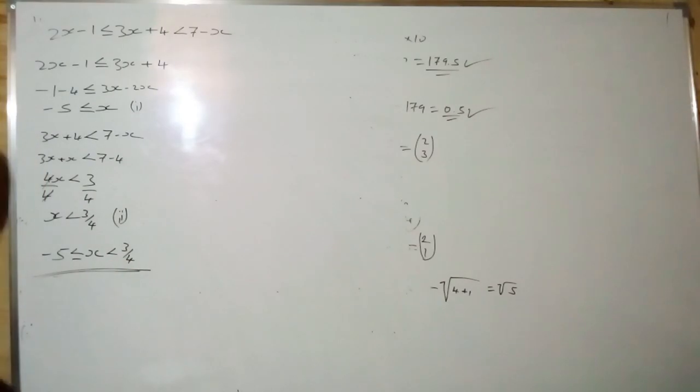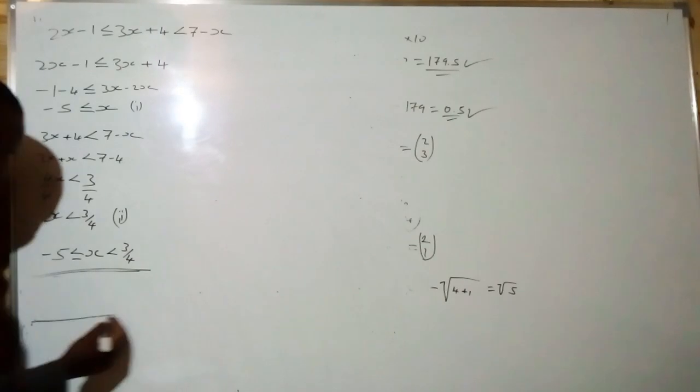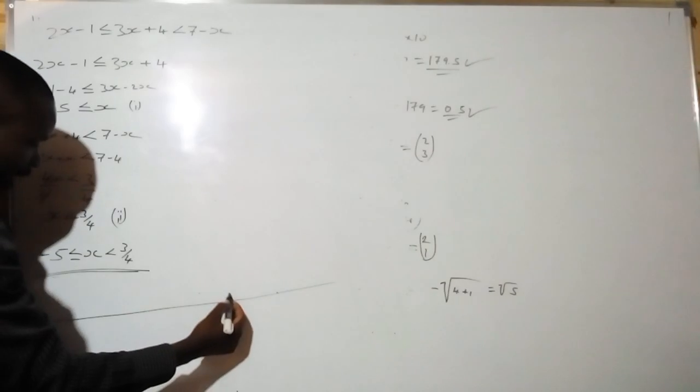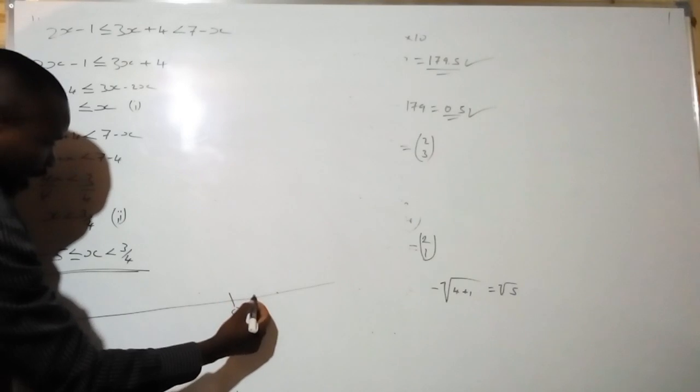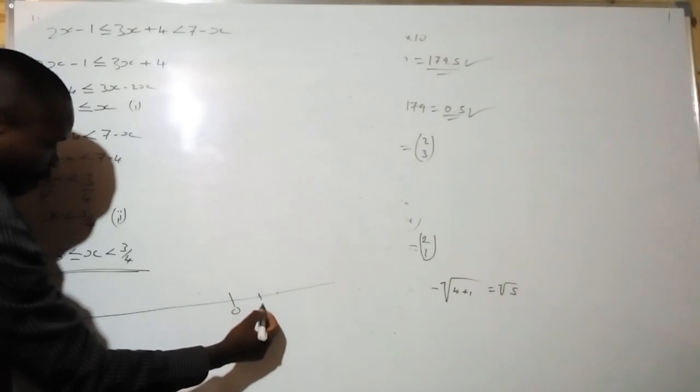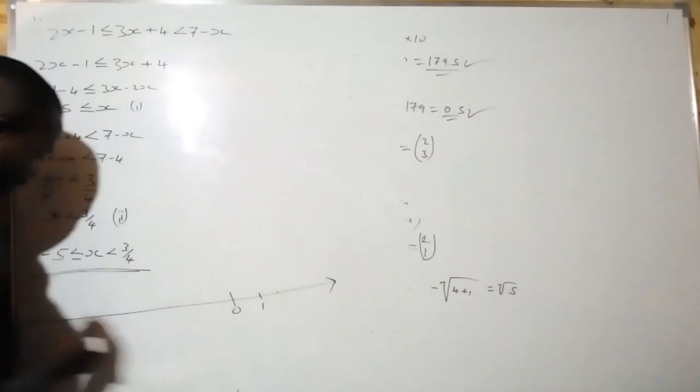You can be told to draw on a straight line. Put it on a straight line. You can have 0. We can have 1 there. Then negative 1, negative 2, negative 3, negative 4, negative 5.